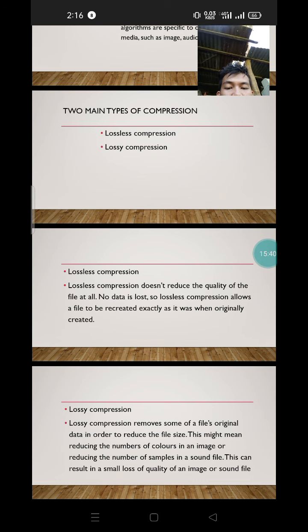Lossy compression removes some of a file's original data in order to reduce the file size. This might mean reducing the number of colors in an image or reducing the number of samples in a sound file. This can result in a small loss of quality of an image or sound file.